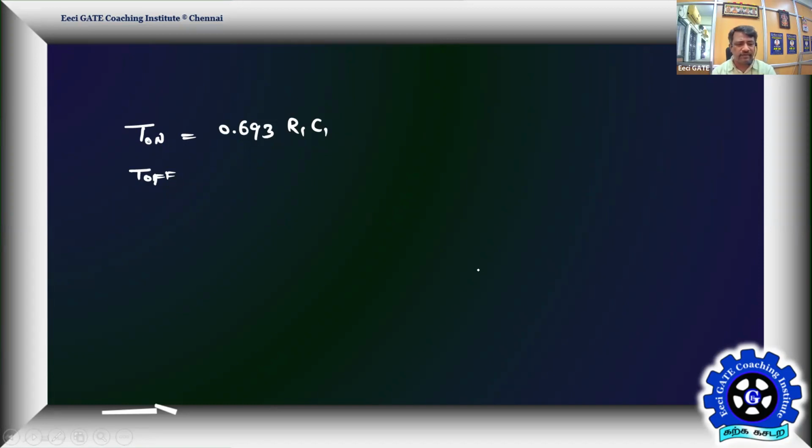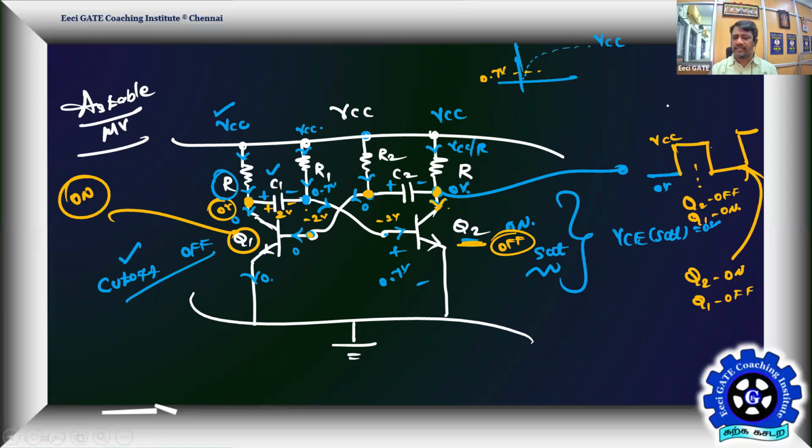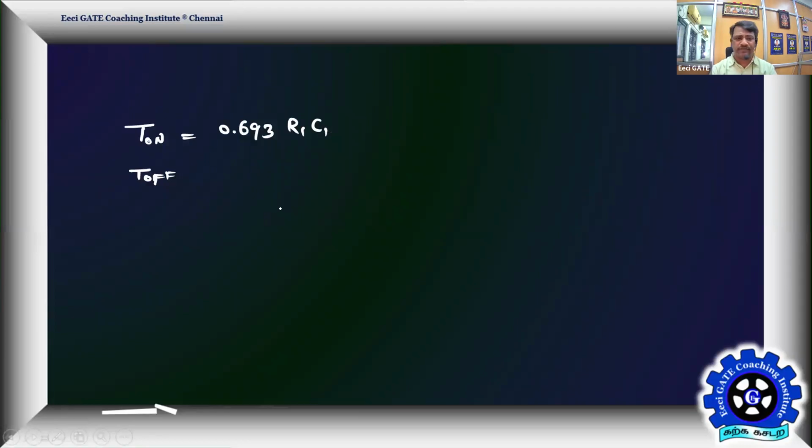Okay, R1C1 is the on time. On time means it is 1, so with reference to this, it's getting charged during this period. Okay, yes, it's R1C1. For T off, this is also going to be the same time. It's going to be 0.693 into R2C2. Since R1C1 and R2C2 are identical, it's going to be 0.693 times RC. This is also going to be 0.693 times your RC.